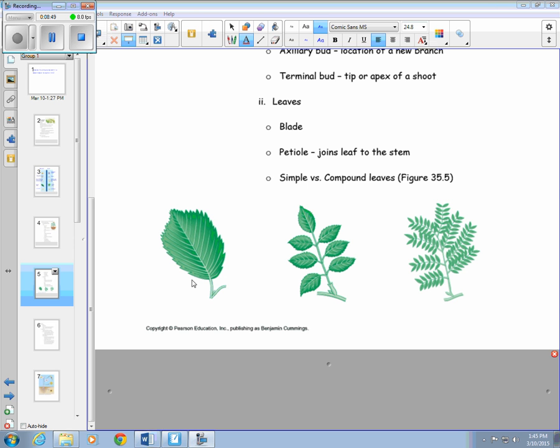The first one here is a simple leaf, one leaf, one stem. This is a compound leaf, so there are many single leaves off of one stem, which then connects to a larger stem. And then this is actually a double compound, so there are compound leaves that make up one larger compound leaf, which then attaches to a stem. So it gets a little more complicated as you go further along the line.